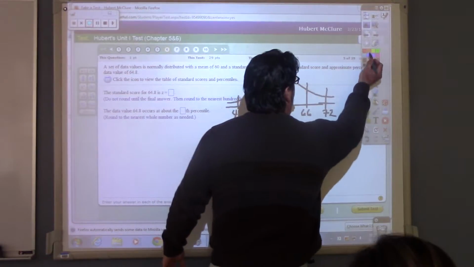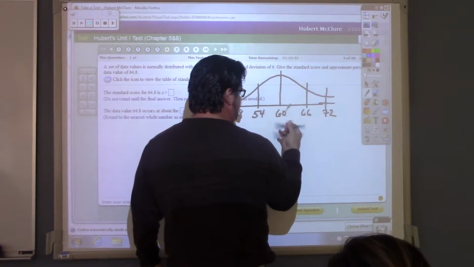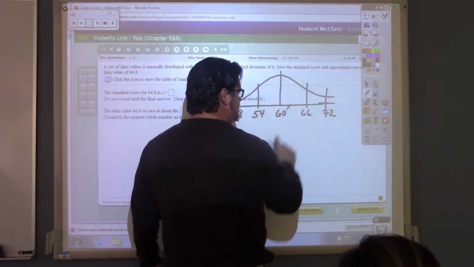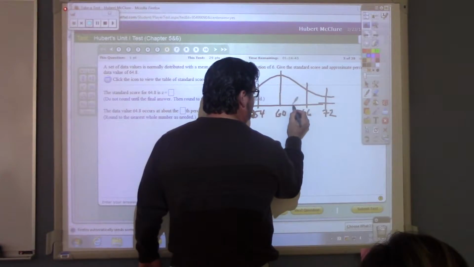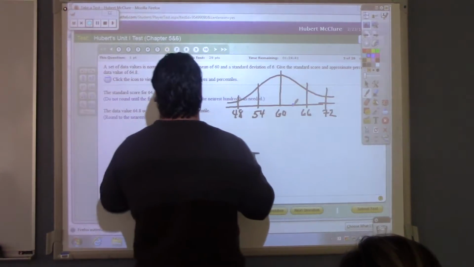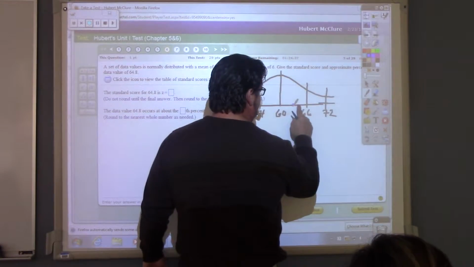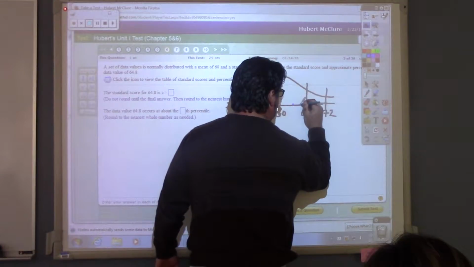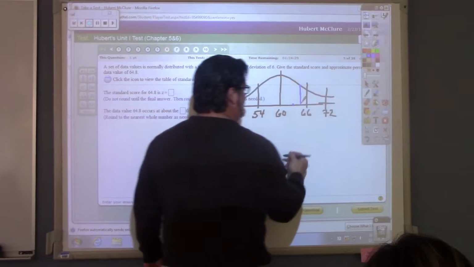So I'm going to take my blue marker, 64.8. Well, let's think, 60 to 66. What's half of that? What's the midpoint? 63 would be in the middle right here. So 64, that's 65. So here's 64 right here, 65. I'd say it's probably right in here. That's my value right there.